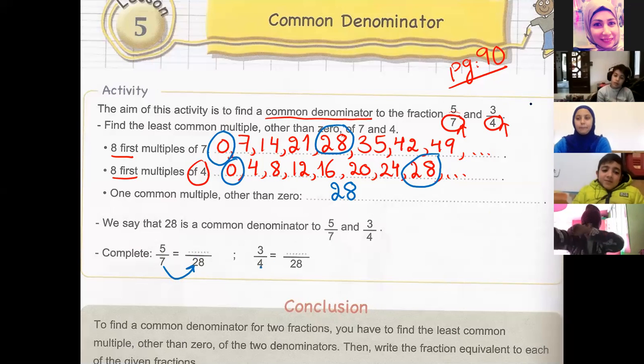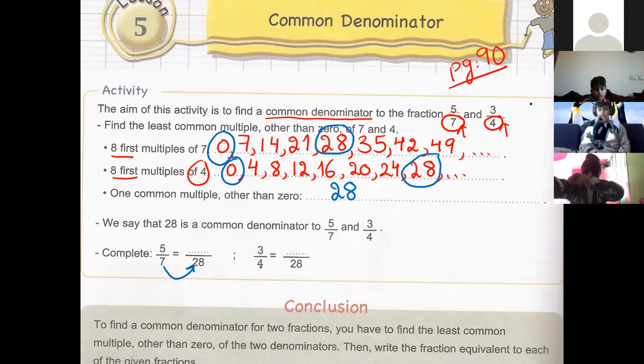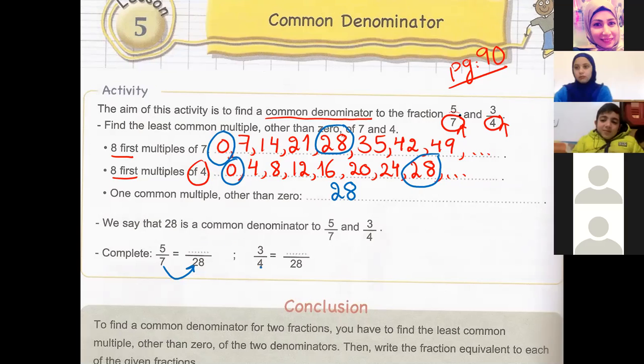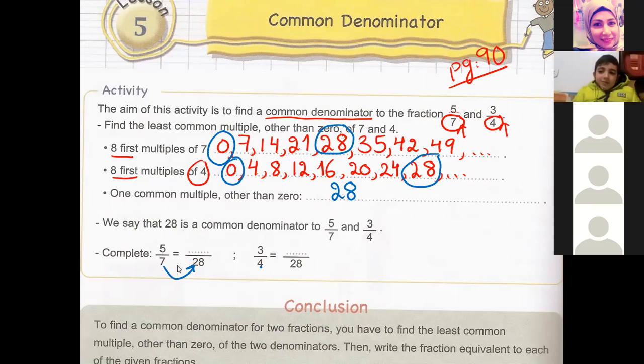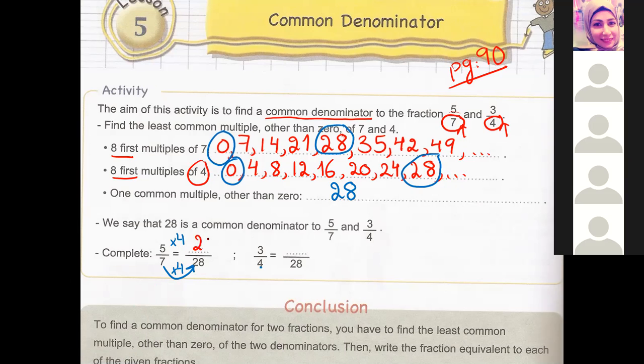Right. 7 becomes 28. Which number in table 7 gives us 28? 4. So up we have to multiply by which number? 4, by the same number. 5 times 4 becomes 20. Bravo.